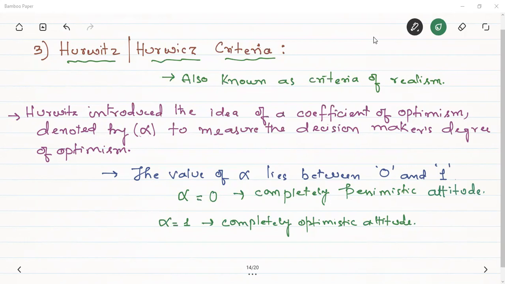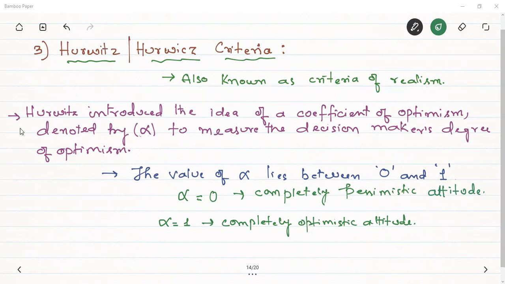We had seen two criteria. One is the optimism criteria, and second was the pessimism criteria. Now let's consolidate our discussion and discuss the third criteria, which is known as Hurwicz's criteria. In some books it will be spelled one way, and in some books another. So this criteria, you can see, is also known as the criteria of realism.